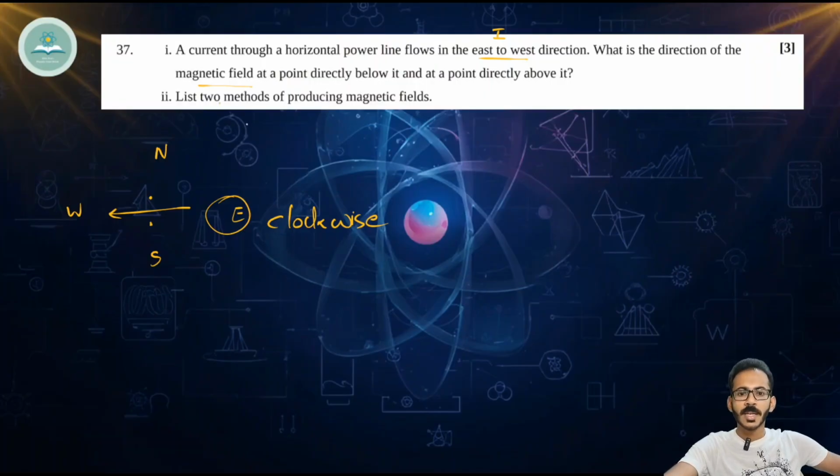Next question is, list two methods of producing magnetic field. How can you produce magnetic field? First method is use a bar magnet. You will get the magnetic field. Second one is use a straight current carrying conductor through which current is flowing. It will also produce magnetic field. Or else use a solenoid. It will also produce magnetic field. So these are the different methods.